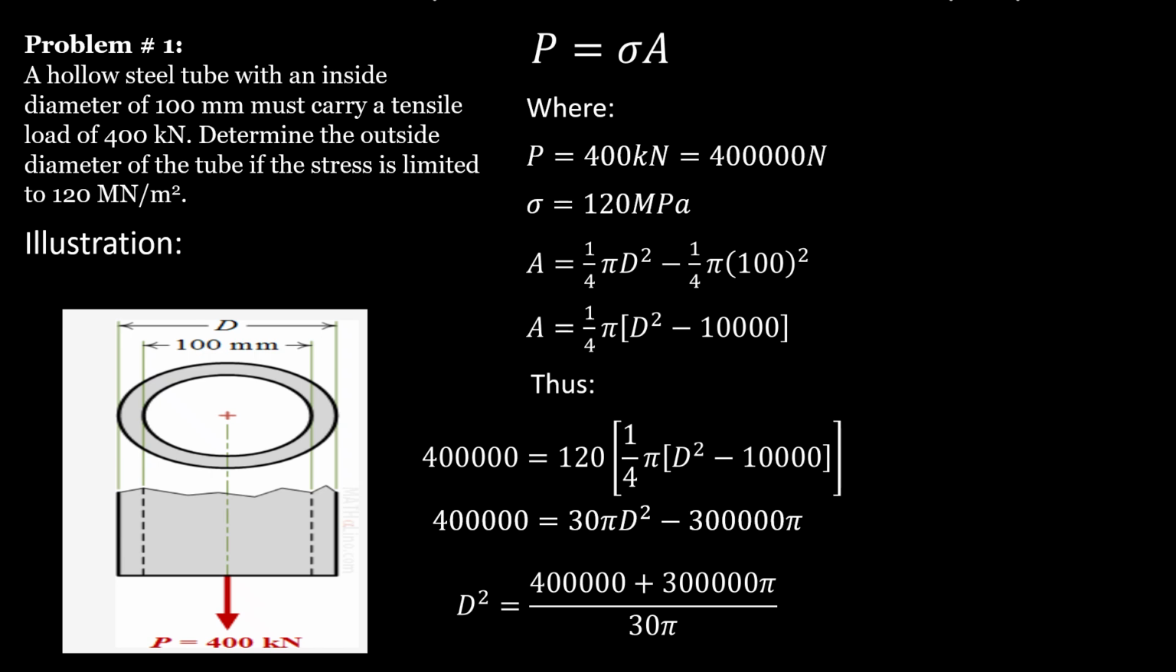And then we have d square equals 400,000 plus 300,000 pi all over 30 pi. Now let us extract the square root of both sides so that we can calculate for d, which is actually our outer diameter that we're looking for. Finally, our answer to this problem, the outer diameter of the tube if the stress is limited to 120 megapascal, our final answer is 119.35 millimeters.